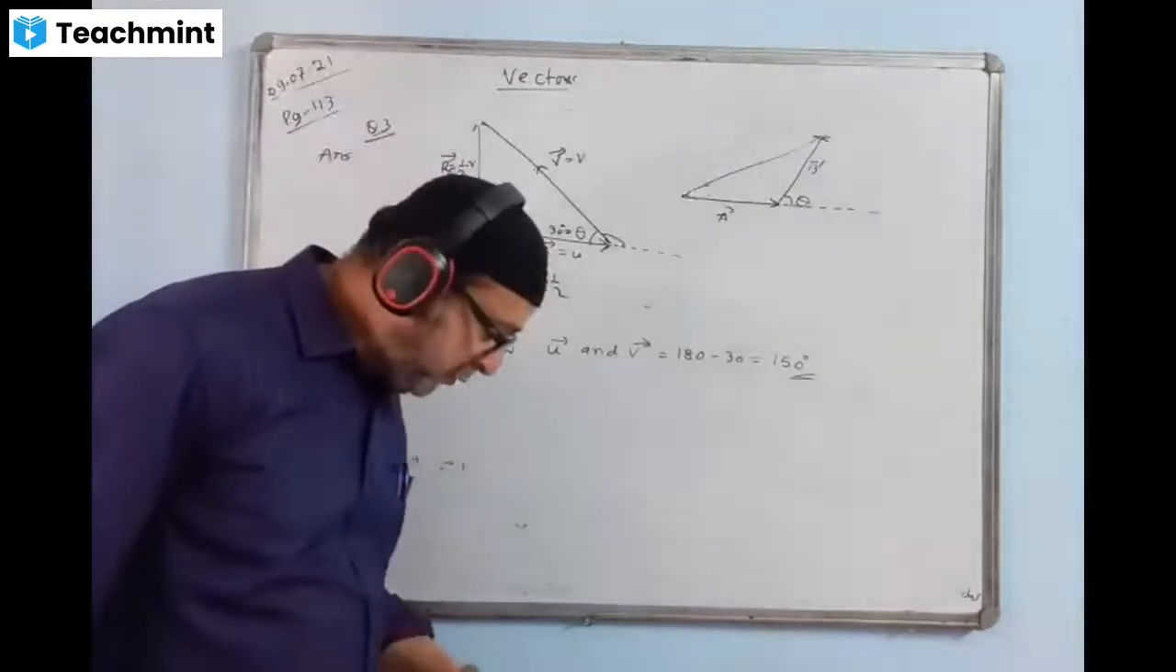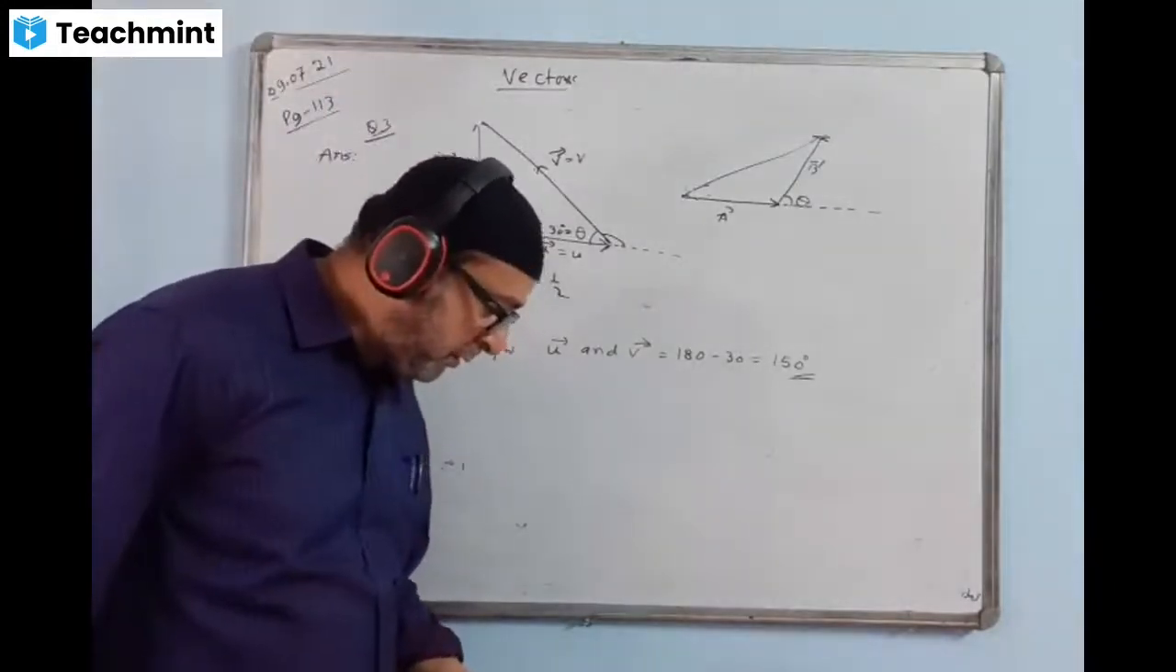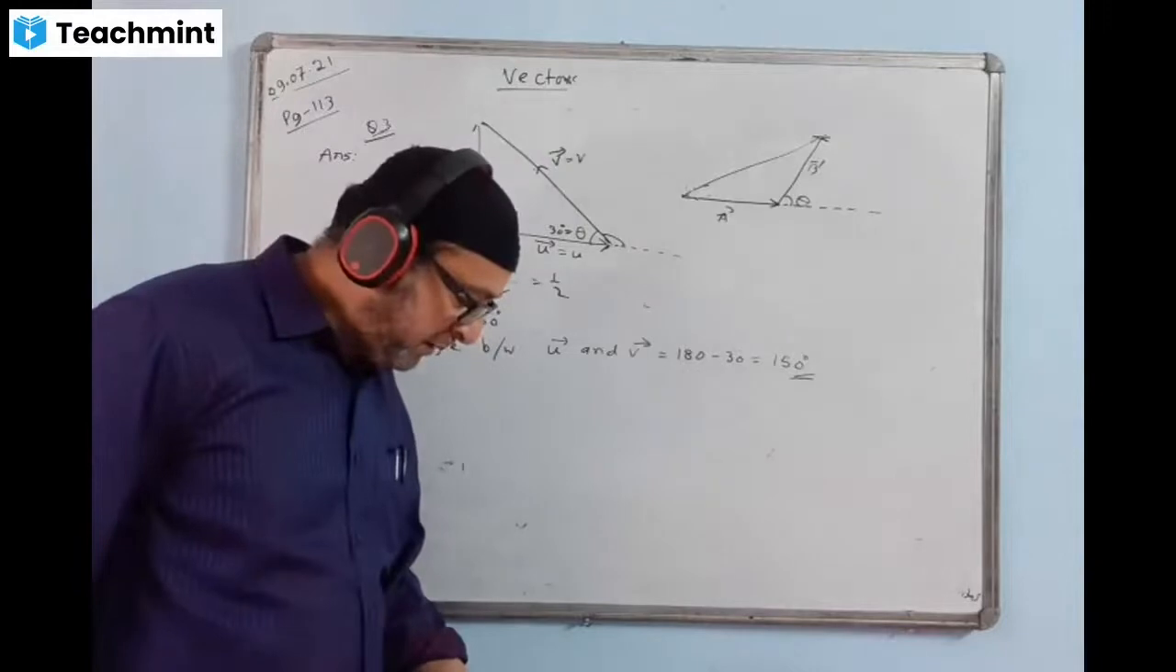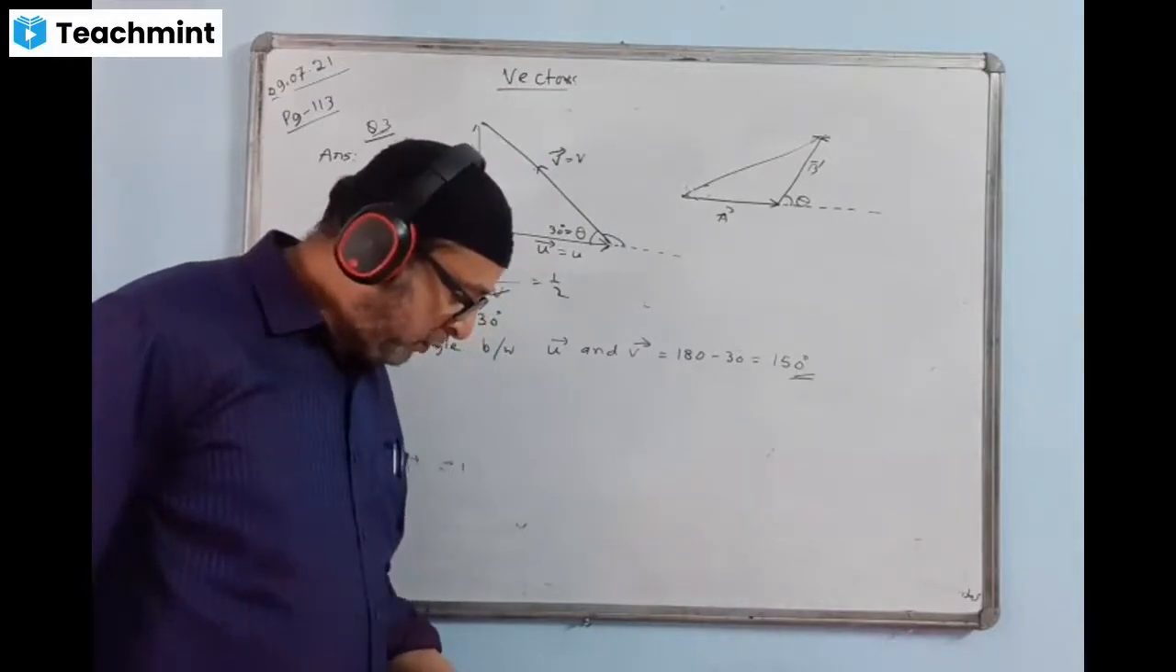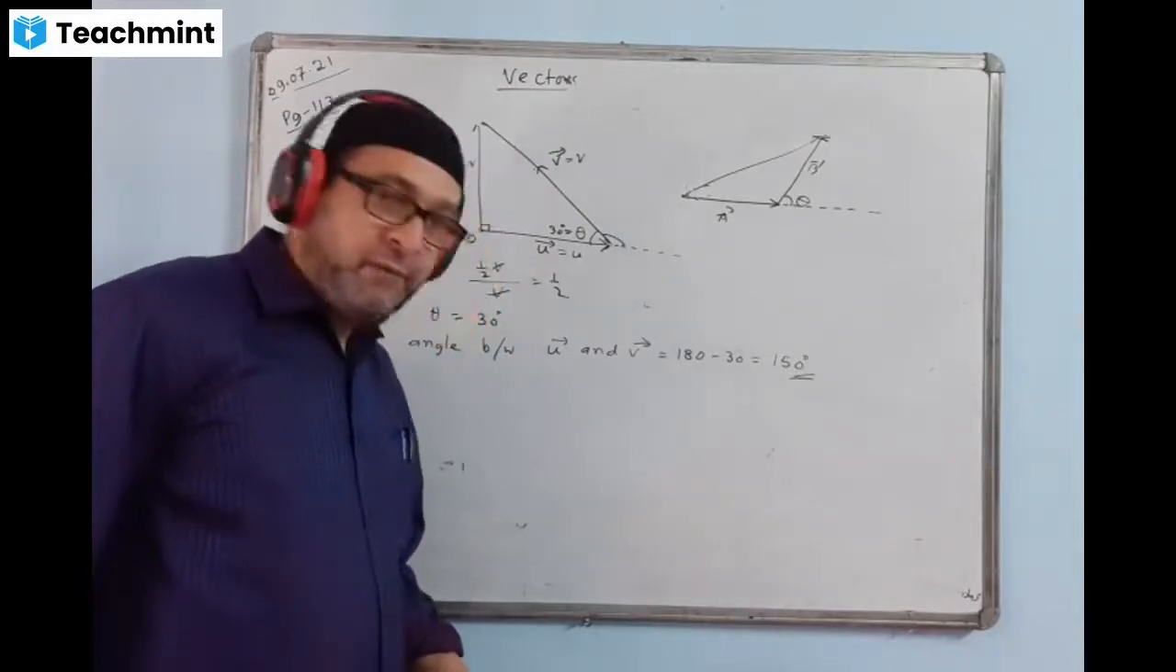Okay, once again I repeat the question. One of the rectangular components of a force of 5 Newton is 3 Newton. What is the other component of the force?